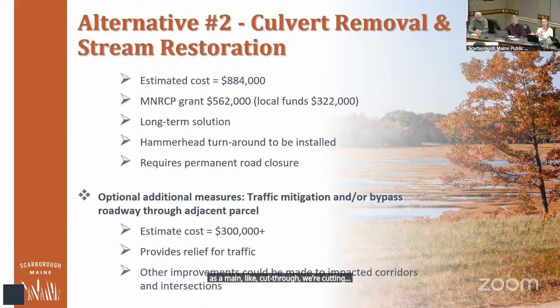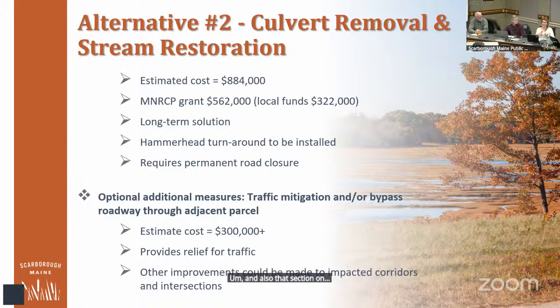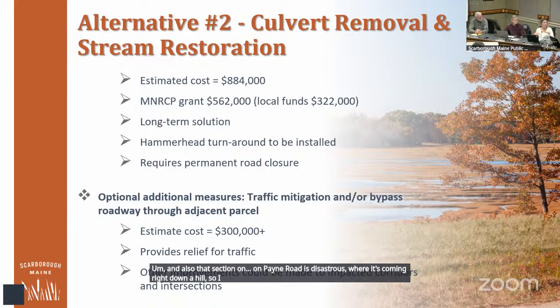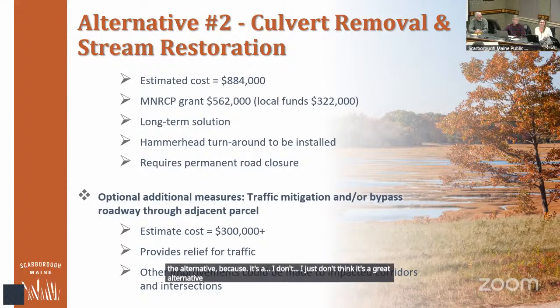Is the developer aware of that? Is he okay with that? Does it decrease property values when suddenly our little neighborhood with a cut through is now the main cut through? Also, that section on Payne Road is disastrous, where it's coming right down a hill. I really want to understand the alternative, because I just don't think it's a great alternative. I want to make sure I'm understanding it and everyone else is.